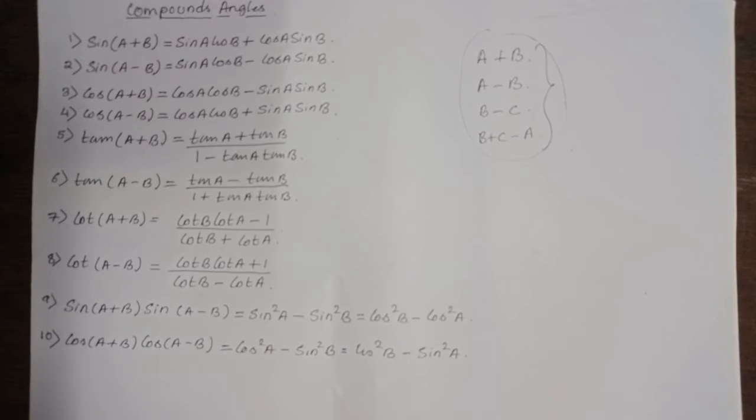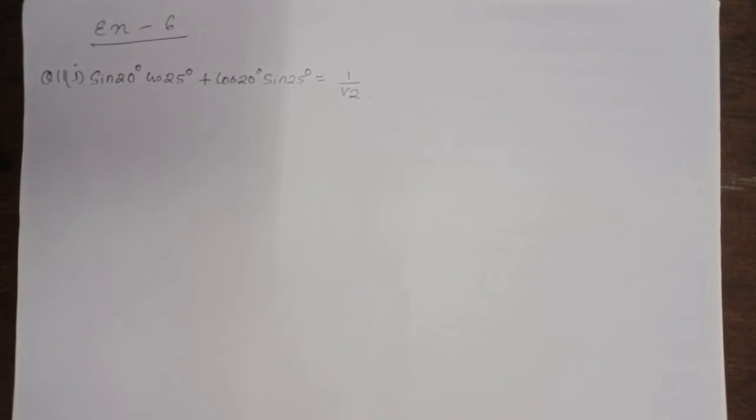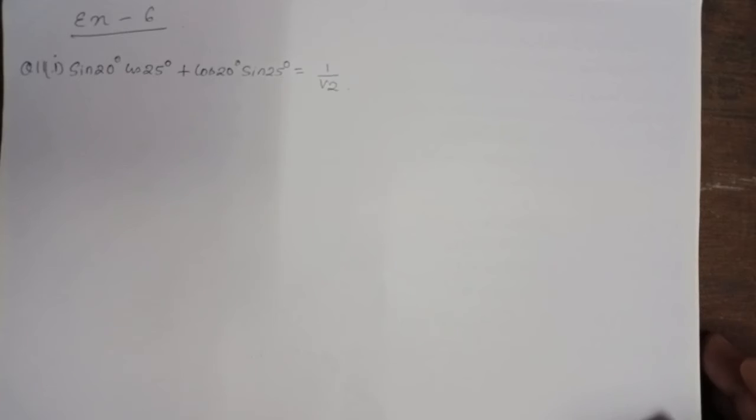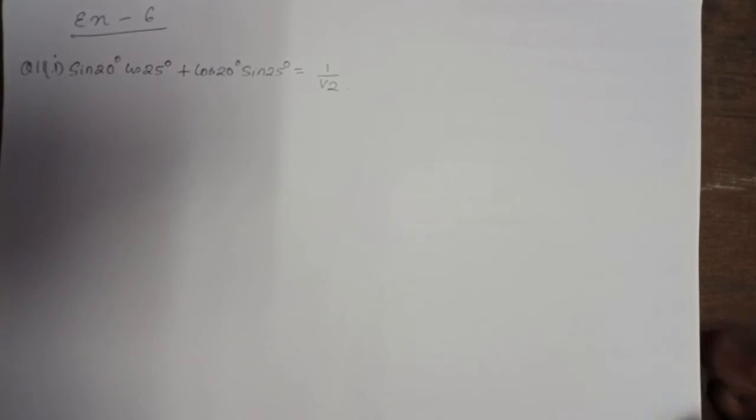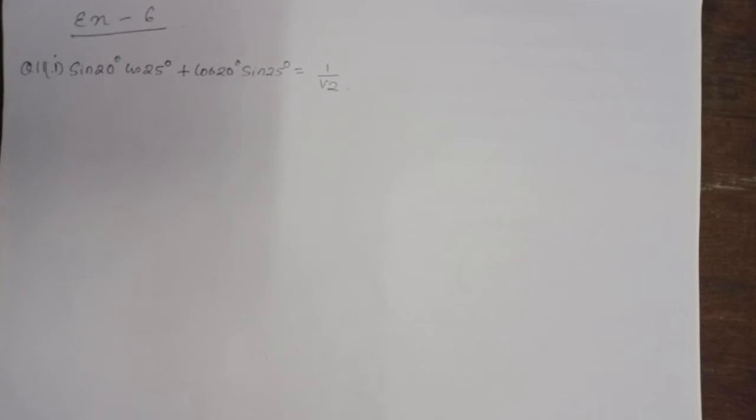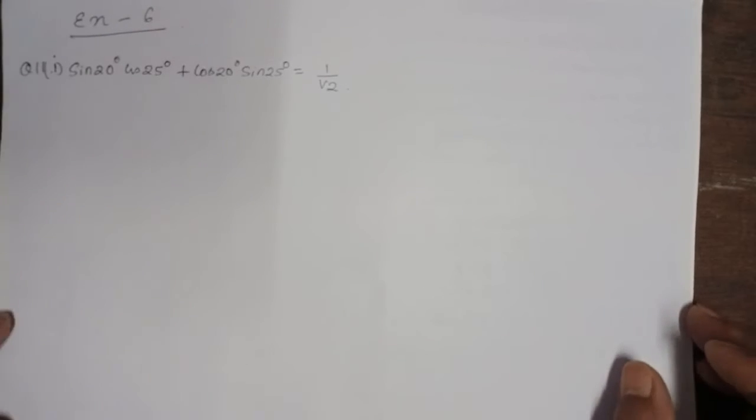Now we'll solve some numericals. Now dear students, I'll start with question number 11, exercise 6. The remaining questions are formula derivations which are not required in class 11. Now the question is, try to understand: sin 20 degree cos 25 degree plus cos 20 degree sin 25 degree equals 1 over root 2. Now how to tackle this kind of question?